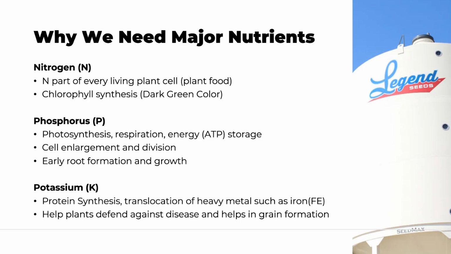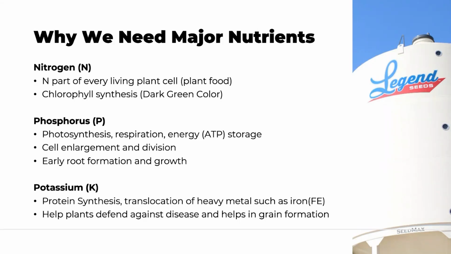It helps in chlorophyll synthesis, which makes that darker green color when you're out going around in the field. Next, phosphorus. Again, this is a macro, a major nutrient. This helps in the photosynthesis of that plant, the respiration, the energy storage, and the cell elongation and division in that plant. And a big thing is early root formation and growth as we get out there planting and get it going, get it out of the ground.